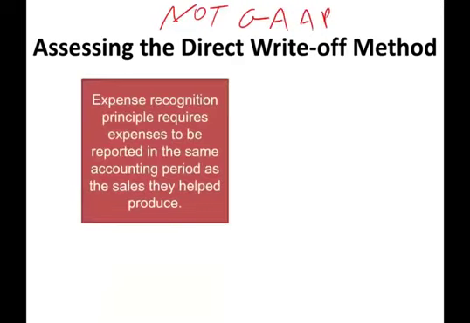Then we talked about why the direct write-off method is not a GAAP method. And one of the main reasons is it doesn't follow the expense recognition or the matching principle. So the expense principle requires that expenses be reported in the same period as sales. The direct write-off method doesn't do that. Therefore, it's not GAAP. Remember, in year one, the sale took place. In year two, the expense took place. So the sale took place in August of year one.